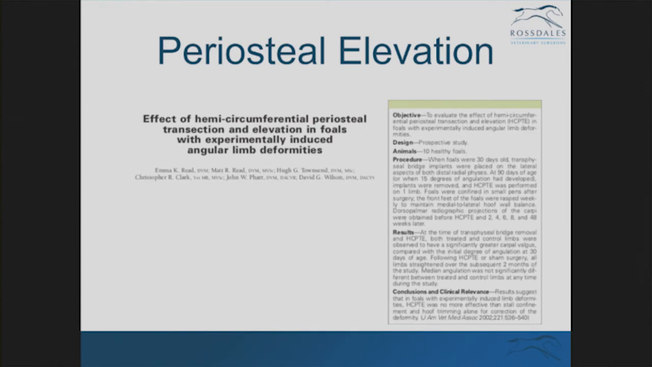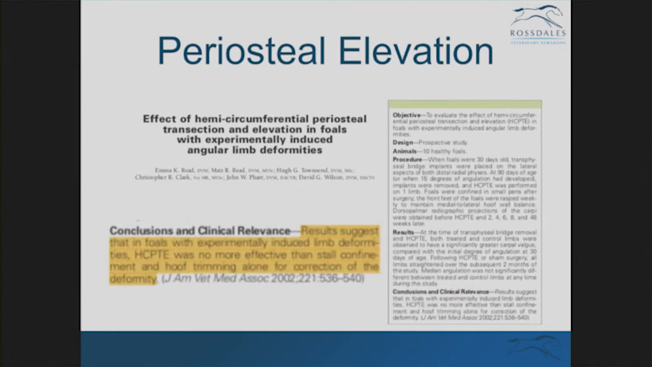There is a bit of data on periosteal elevation, and we'll just go through a couple of papers here, and I will caveat that by saying don't make too many judgments here until we get to a couple of slides from now. So this paper by Reed et al. looking at 10 foals. What they did here is they induced an angular limb deformity in the knee by placing a transphyseal bridge surgically. Then when they removed those implants, they did periosteal elevations on one side of the limbs, and no surgery on the other side, and found that all of the legs were straight afterwards whether they were operated or not, in all 10 foals.